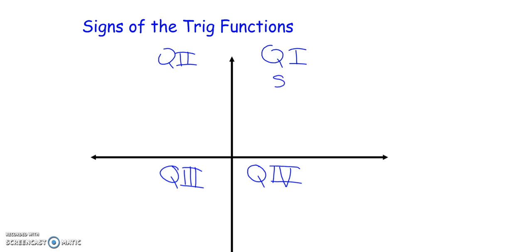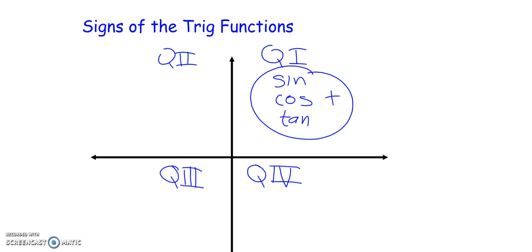You should know that sine, cosine, and tangent are all positive in quadrant 1. That changes in quadrant 2. So think of x comma y as positive, positive, right? Well, in quadrant 2, it's negative comma positive. Again, r is always positive, so if you think of sine as y over r, sine is going to be positive.